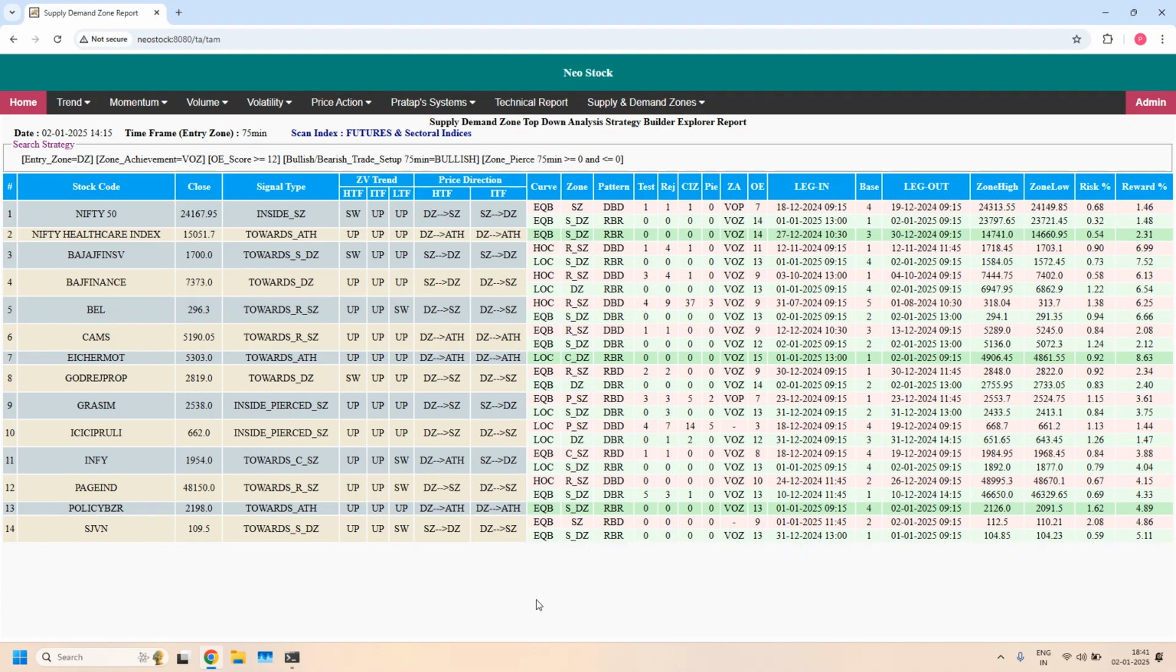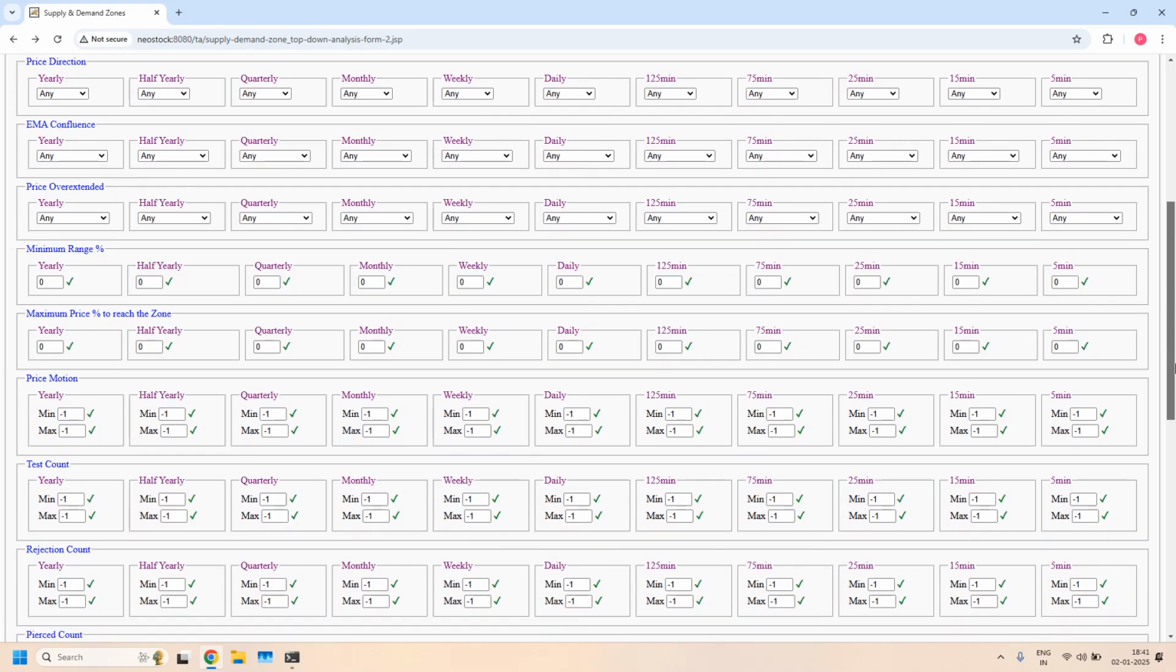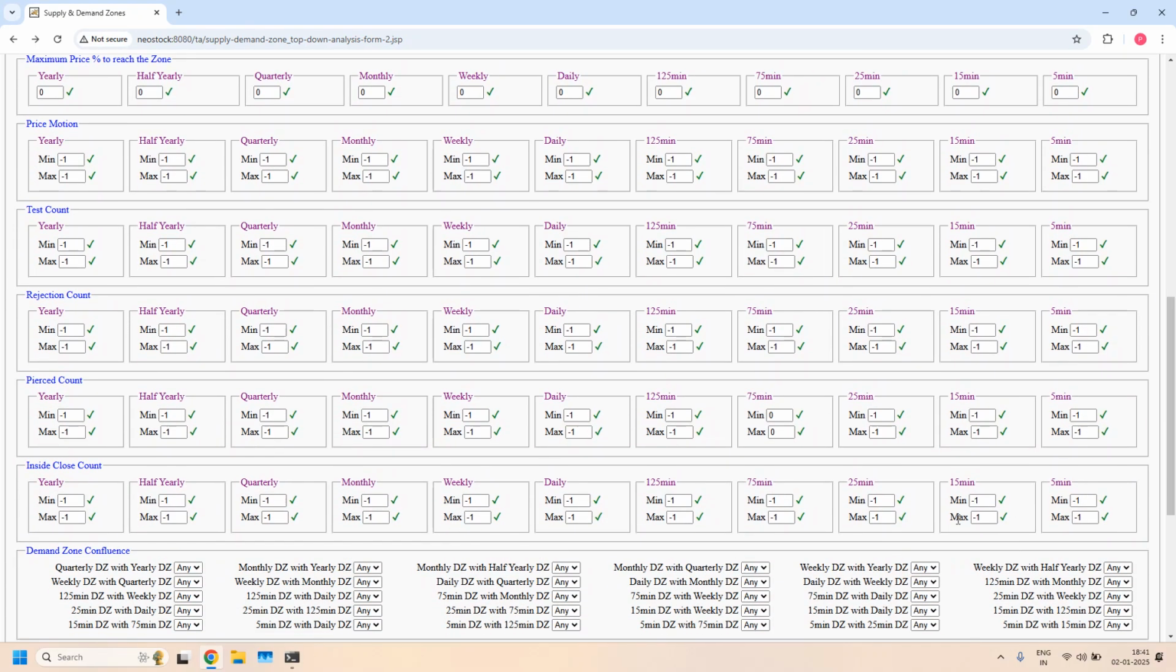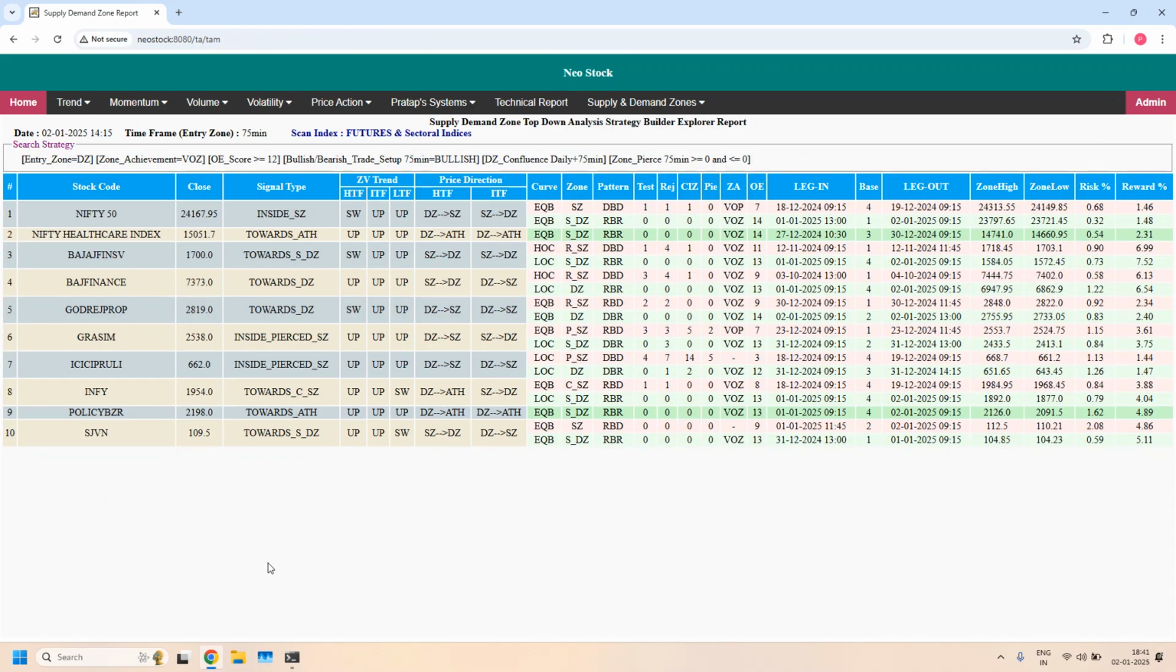So first filter in the zone confluence is LTF and ITF demand zone confluence. That is 75 minutes and daily demand zone confluence. I am enabling that filter. With this filter, out of 16 stocks, we got 10 stocks. In all these 10 stocks, these 75 minutes demand zones are part of the daily demand zone. And daily trend is uptrend in all these stocks.